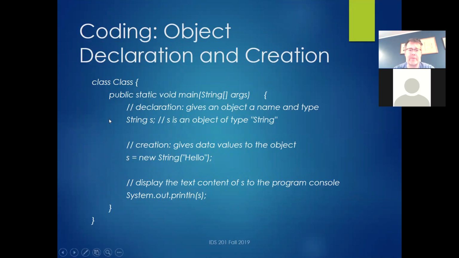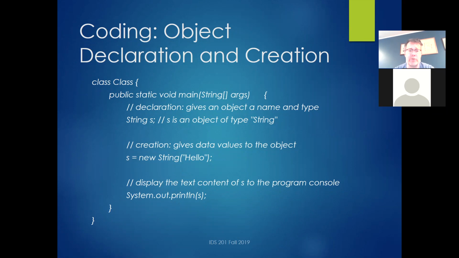So again, here we have some code. Declaration gives an object a name and a type. So we have string s. That just means the IDE knows s is an object of type string. It's been declared, has not yet been created, so it's not yet usable. With creation, we give data values to the object, and generally we allow the use of object methods as well. We're essentially making the object real. When we declare it, it's just an idea, but when we actually create it, we've made it real and usable.